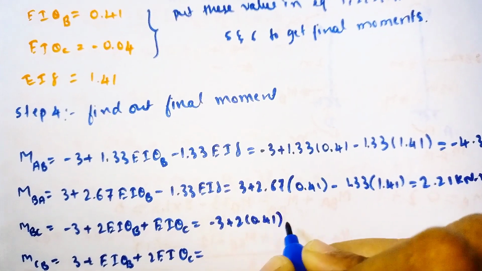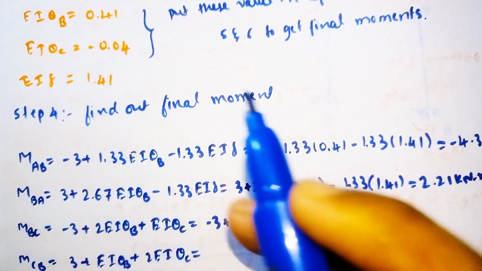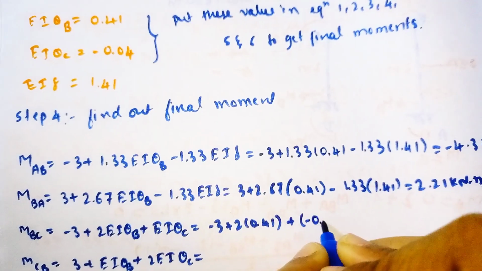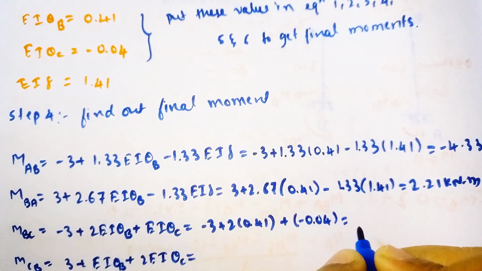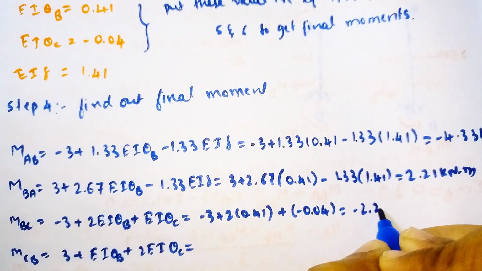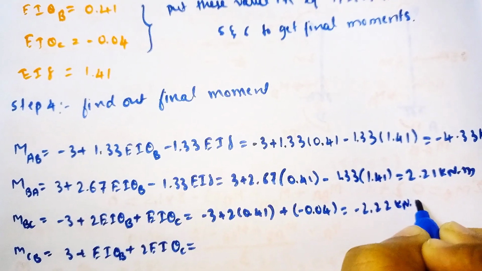Similarly, MBC is equal to minus 3 plus 2 EI theta B, the value is 0.41, plus EI theta C, the value we got was minus 0.04. So by simplifying it will come out as minus 2.22 kilonewton meter.